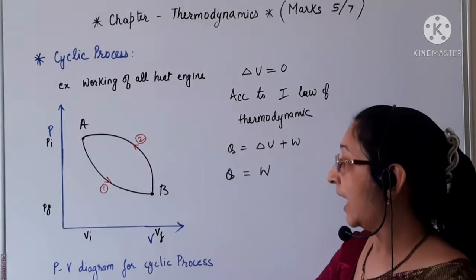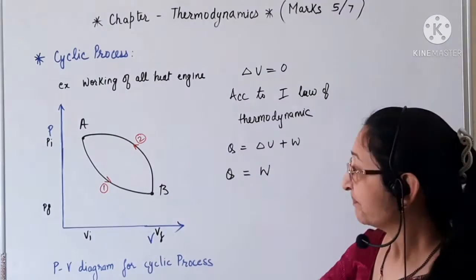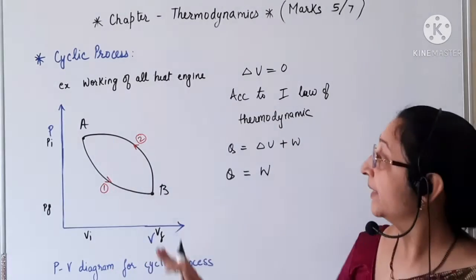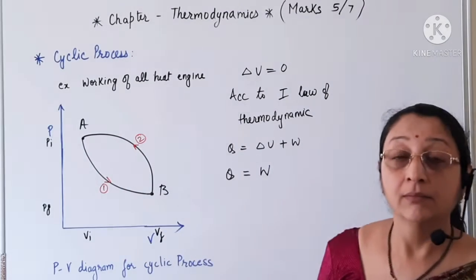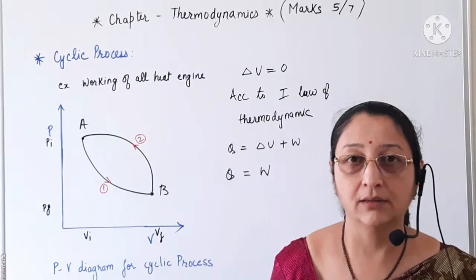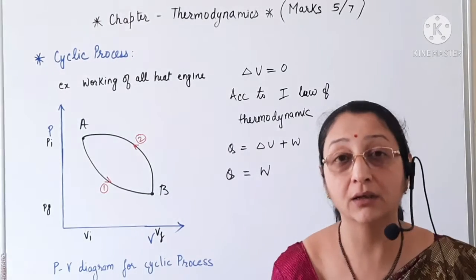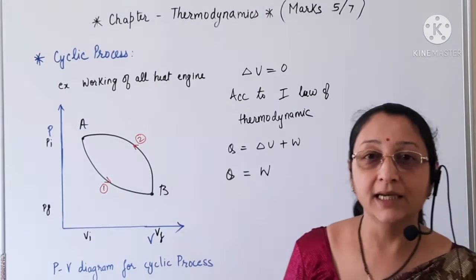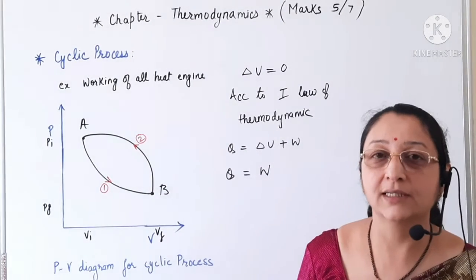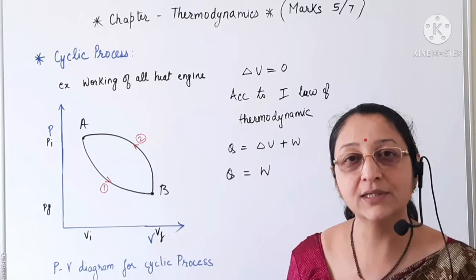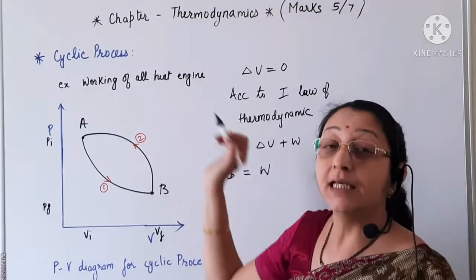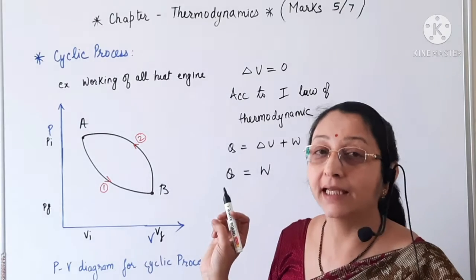This is the PV diagram for the cyclic process. The y-axis is the pressure, x-axis is the volume, and though the system changes, it moves from one state to another, at the end it returns to its original state. So such a process is called a cyclic process. The working of all heat engines is an example of a cyclic process.